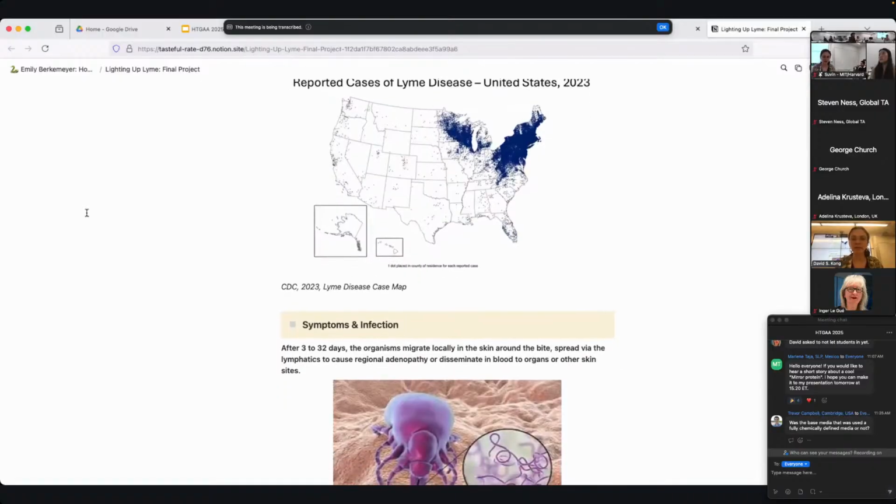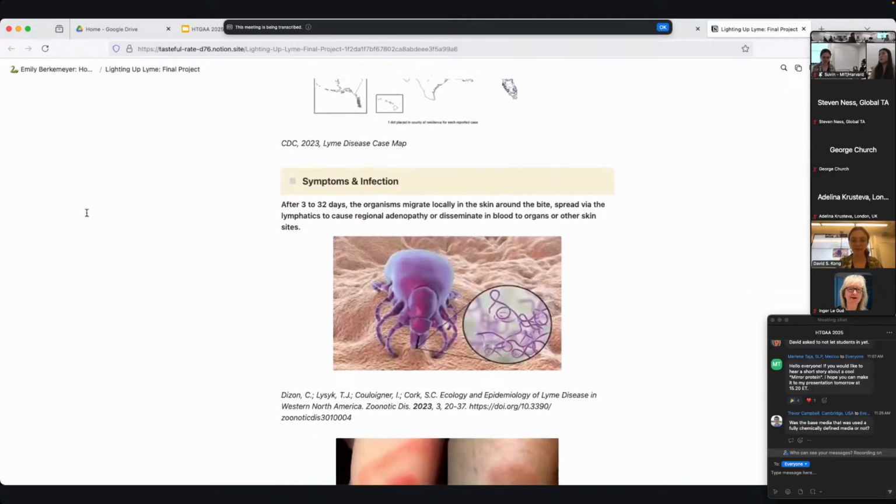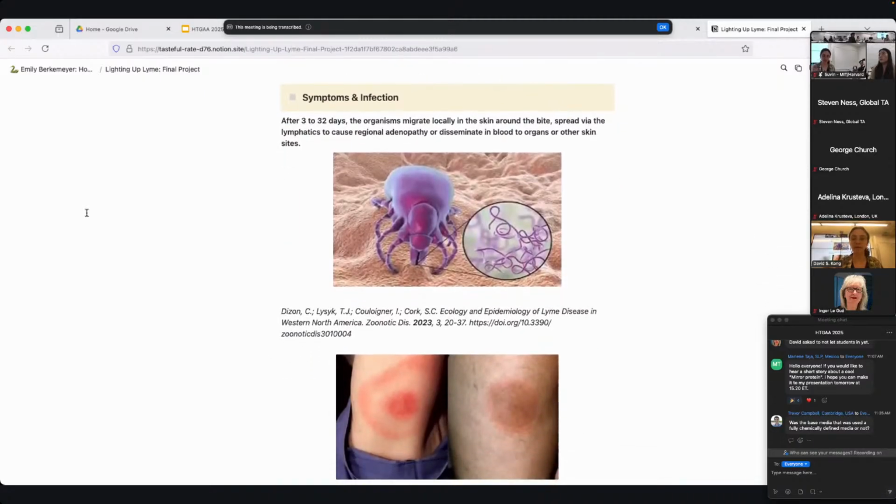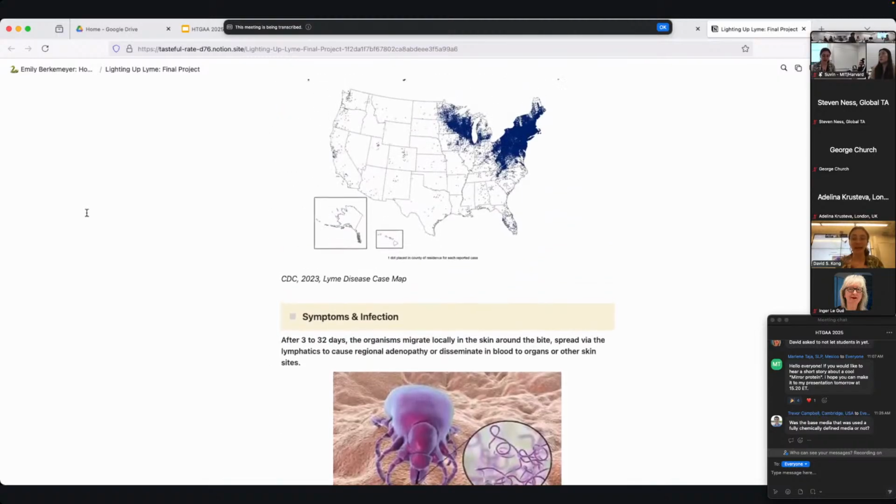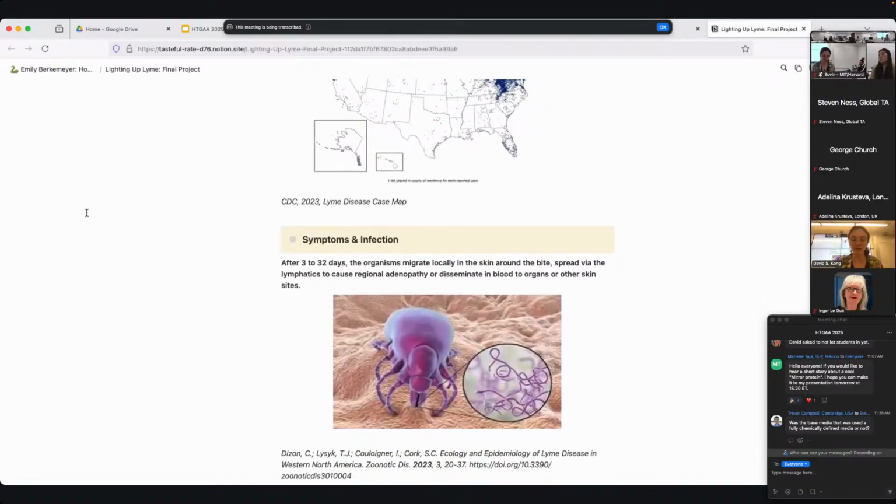So Lyme disease is a sometimes chronic, but definitely debilitating illness that I myself have had, which is part of my interests. Additionally, I'm also from the exact area where there is the most concentration of these cases, which is New York and the Northeast region overall.